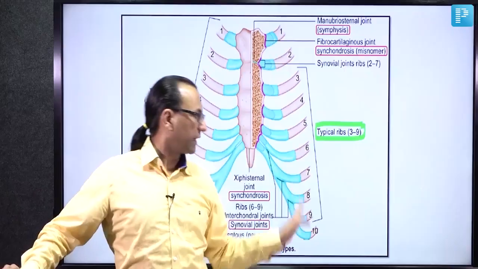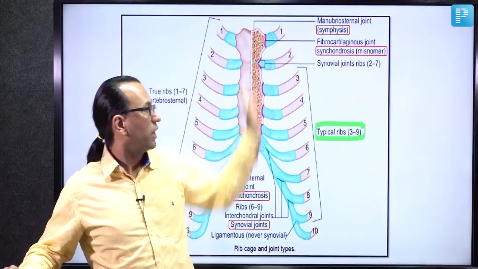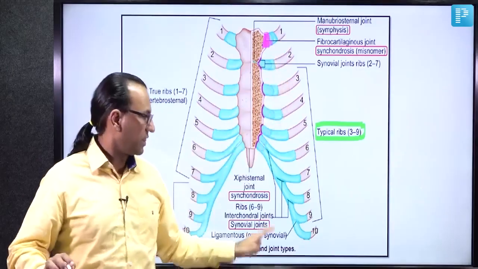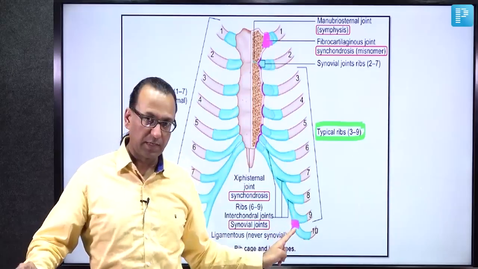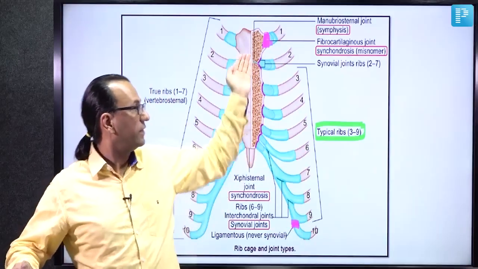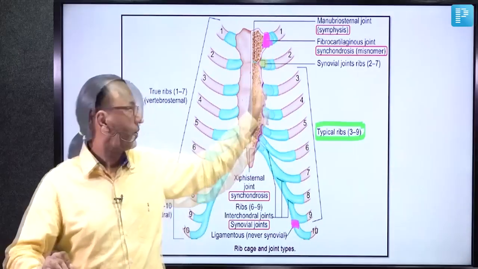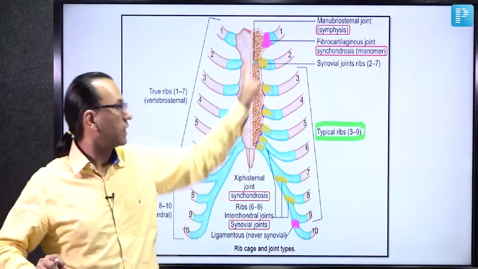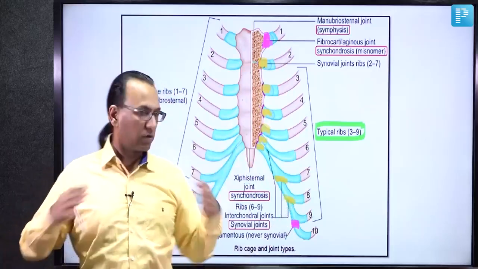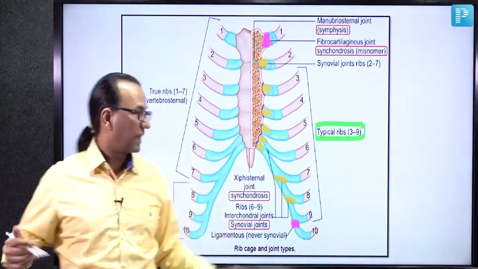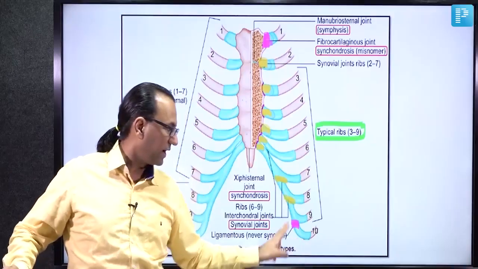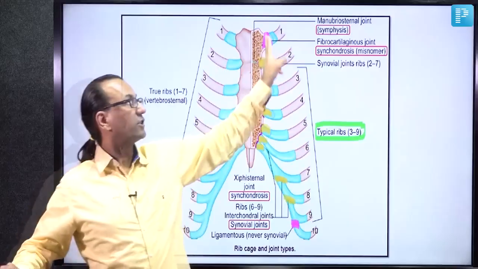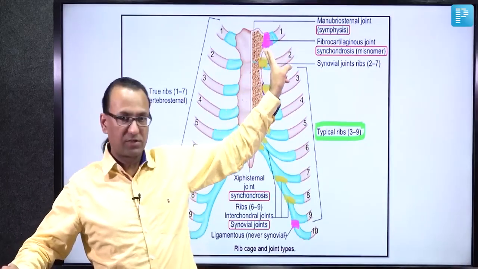Now all these ribs 1 to 10 come to attach to the sternum, maybe directly or indirectly, and except rib number 1 here and rib number 10 there, all the ribs have synovial joints. So may it be rib 2 or 3, 4, 5, 6, 7 or rib 8 or 9, they are all synovial joints. Synovial joints are required for free movements and breathing movements, except 1 and 10. The 10th rib has a fibrous joint here, not synovial. And the first rib has a synchondrosis, a primary cartilage joint, and it is not synovial.